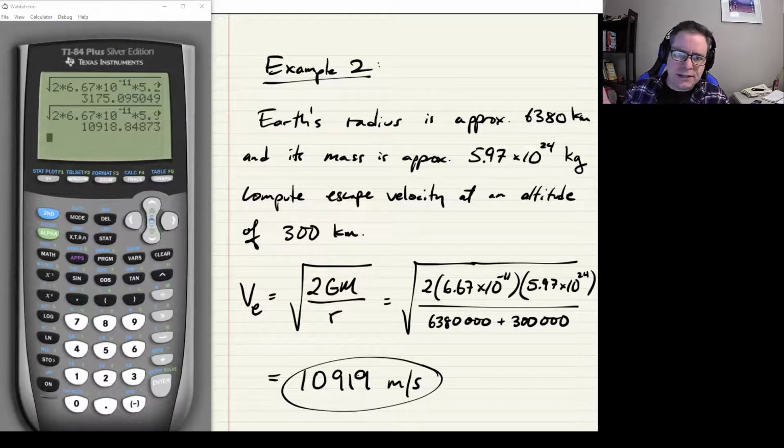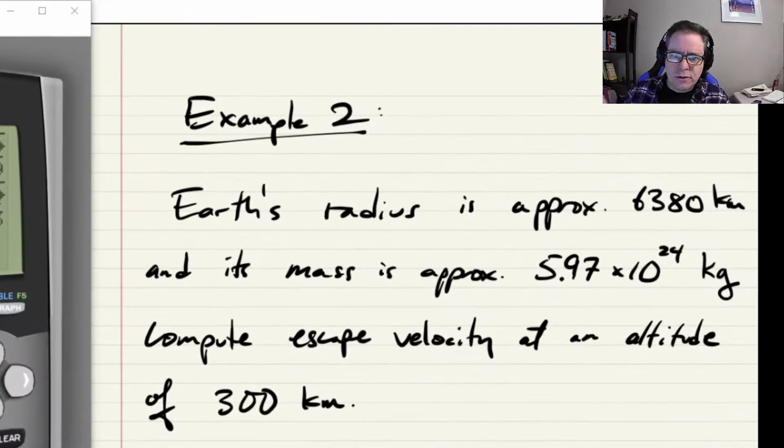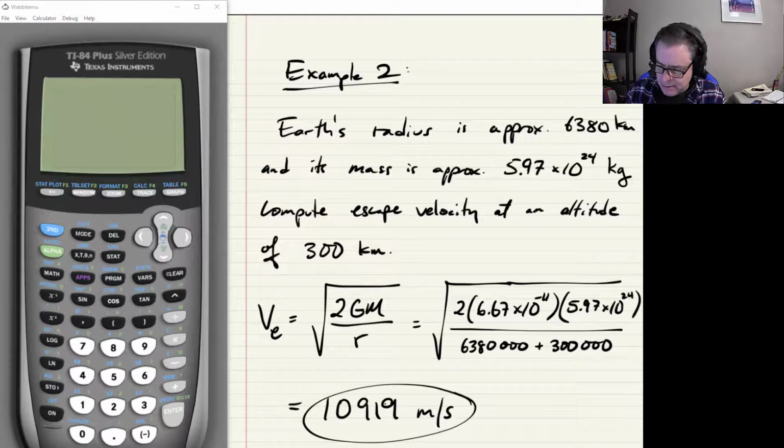So let's look at example 2. The Earth's radius is approximately 6,380 kilometers, and its mass is approximately 5.97 times 10 to the 24 kilograms. We'll compute the escape velocity at an altitude of 300 kilometers. So again, right back to the same formula that we had previously, with the same universal gravitational constant for G, 6.67 times 10 to the minus 11.